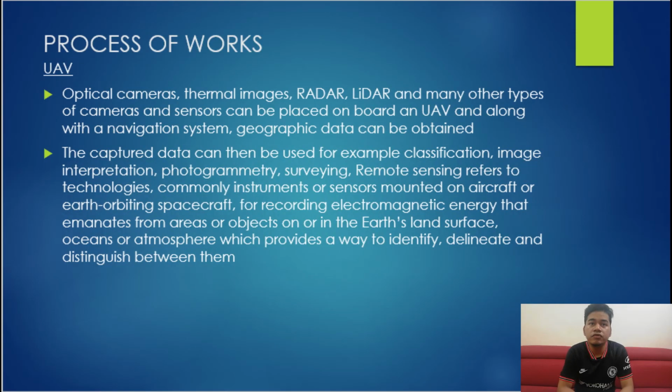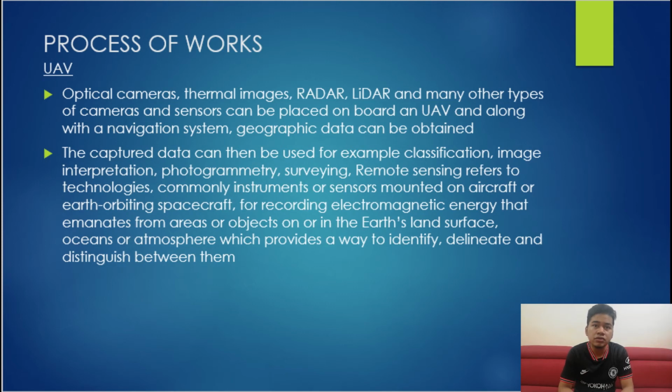So now we move to the process of works. UAVs can be used for remote sensing, photogrammetry, and surveying. Optical cameras, thermal images, radar, LiDAR, and many other types of cameras and sensors can be placed on board a UAV, and along with a navigation system, geographic data can be obtained. The captured data can then be used for, for example, classification, image interpretation, photogrammetry, and surveying.